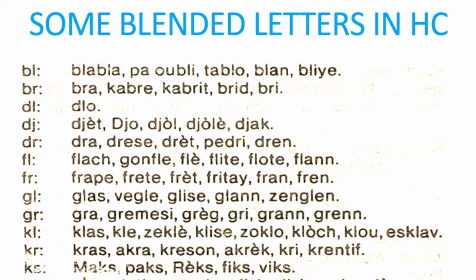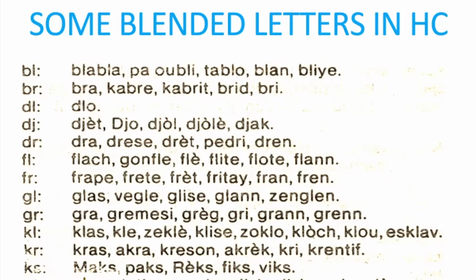The next one we have is BR. Example: bras, cabré, cabrite, bride, and brie. Then we have DL, dl. So we have dlo, which is water.